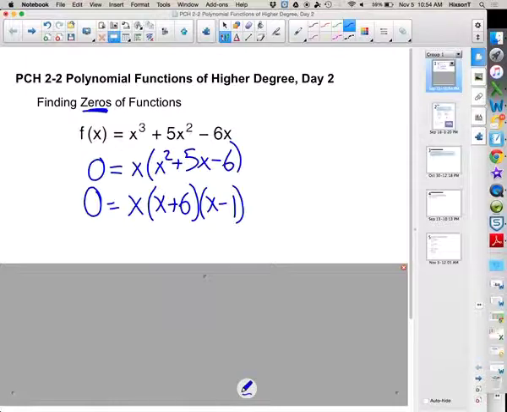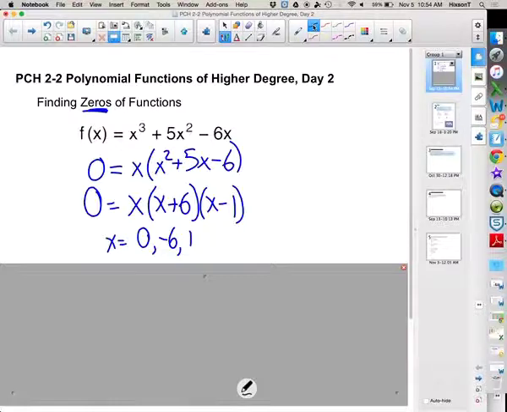And then we now have our zeros. x would equal 0, negative 6, and 1. Alright, 0, negative 6, and 1. Now, just with this, guys, I can actually come up with a pretty decent sketch of what this function would look like. Okay?